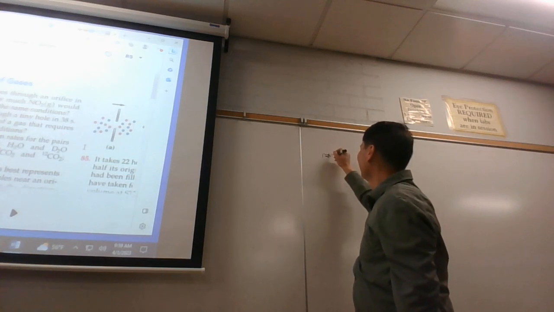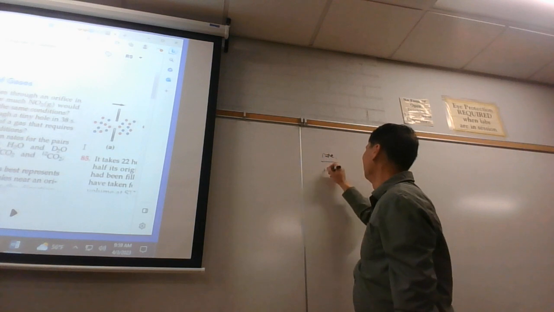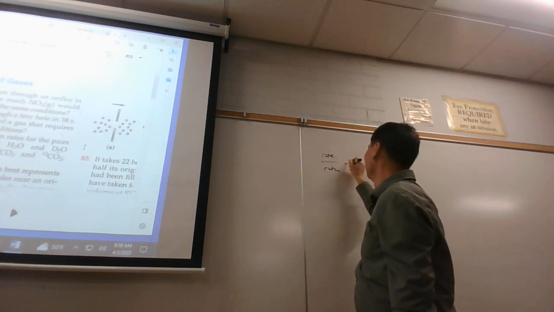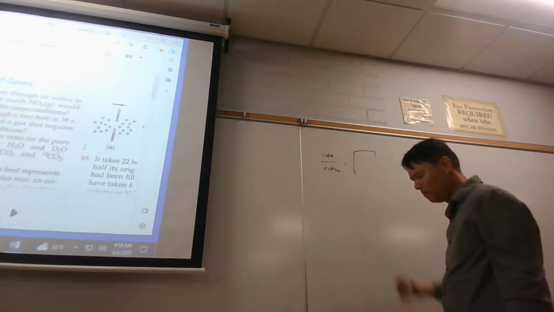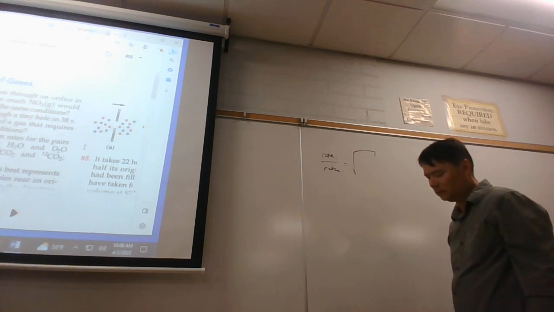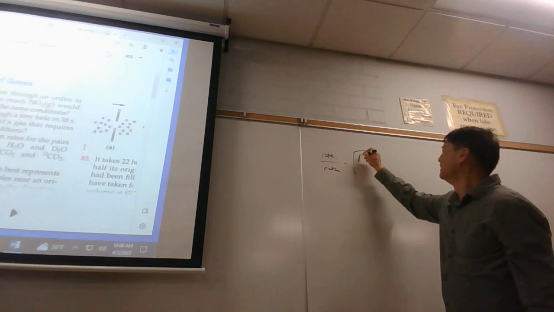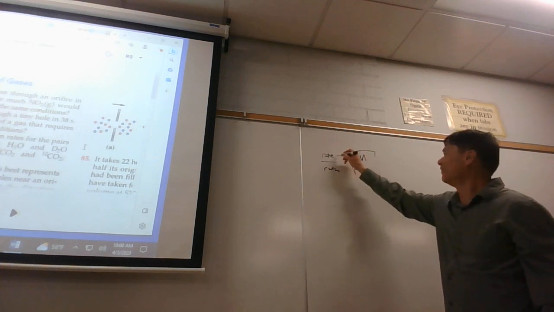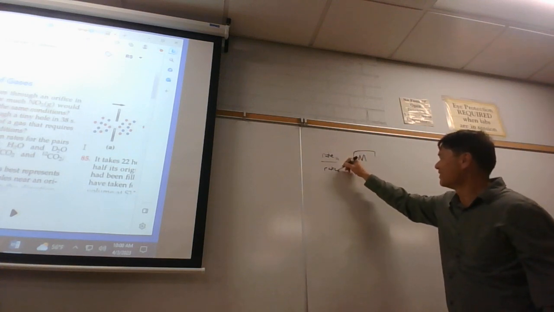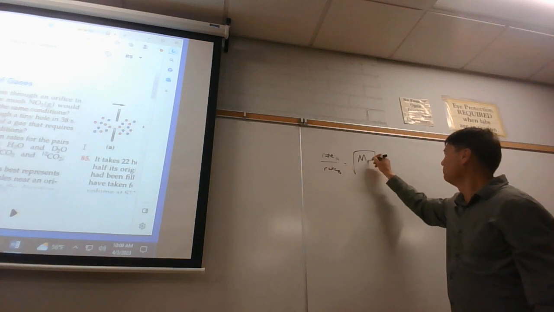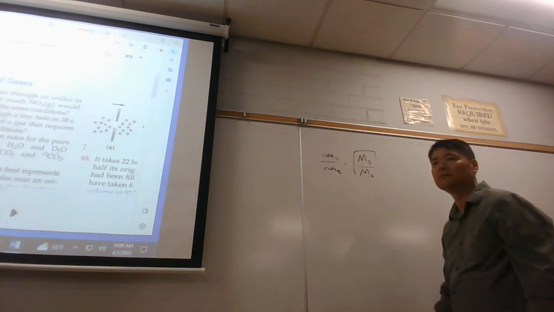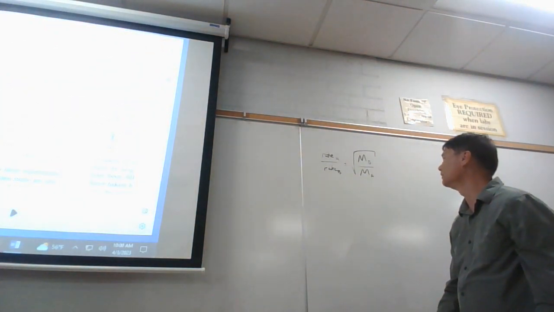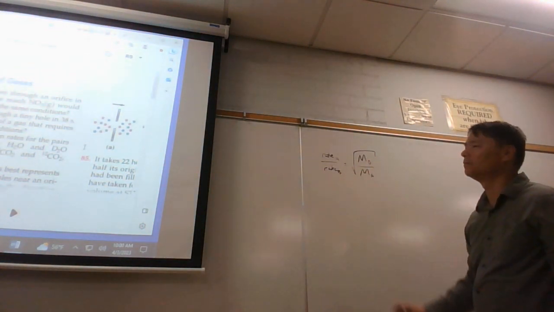But anyway, we have the rate of gas 1 over the rate of gas 2 is equal to the square root of MB over MA. I'll call this A, be consistent here, and we'll call this B. MB over MA. They're inversely proportional.